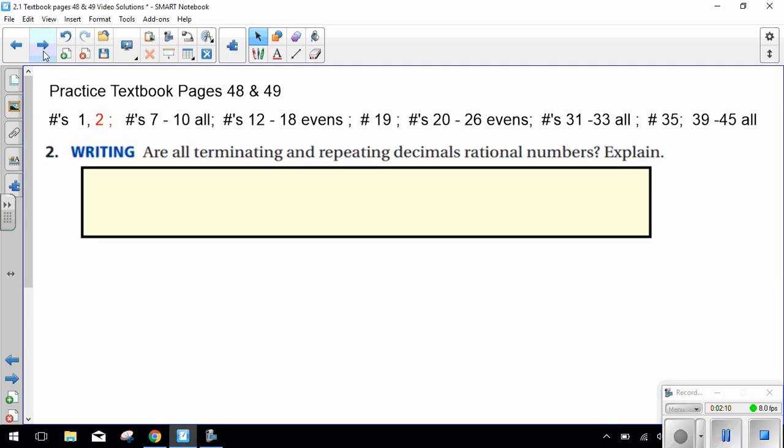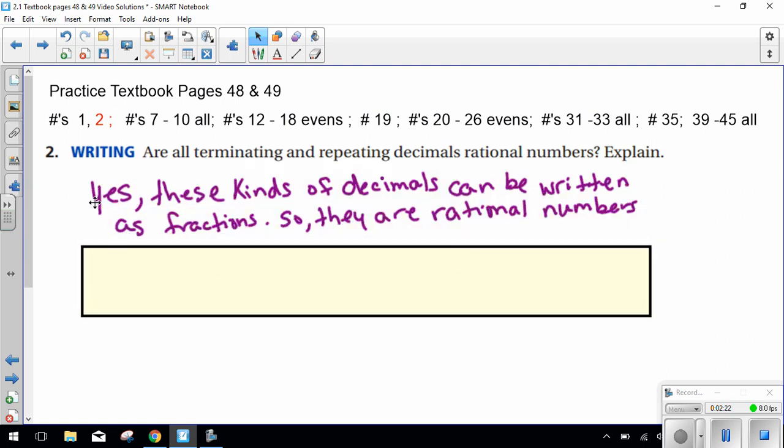Okay, here's number 2. Number 2 is asking us, are all terminating and repeating decimals rational numbers, and explain. The answer is yes. These kinds of decimals can be written as fractions. So they are rational numbers. So remember, a rational number is any number that can be rewritten as a fraction. You know, most books will say A over B.